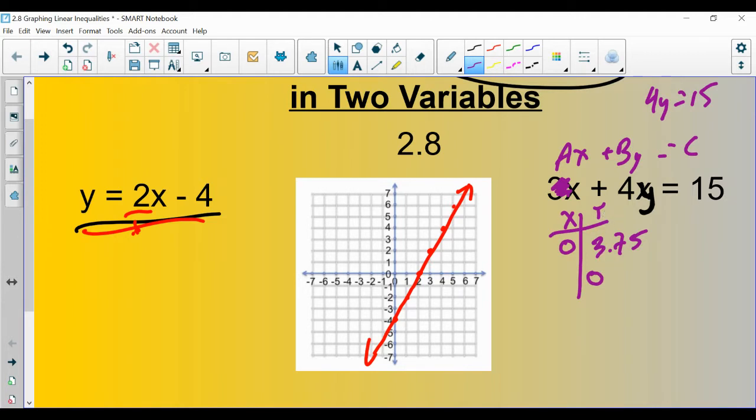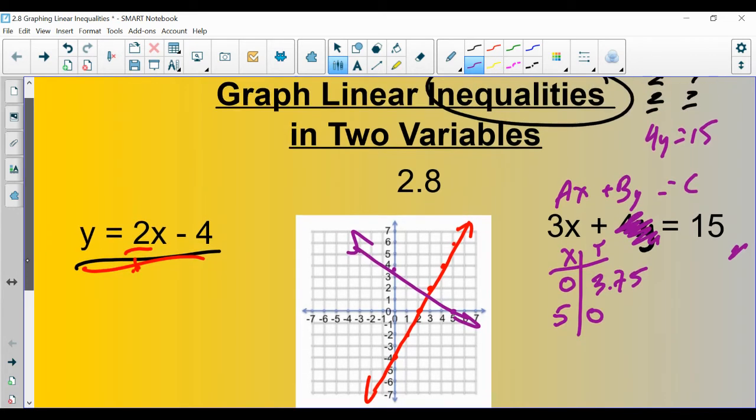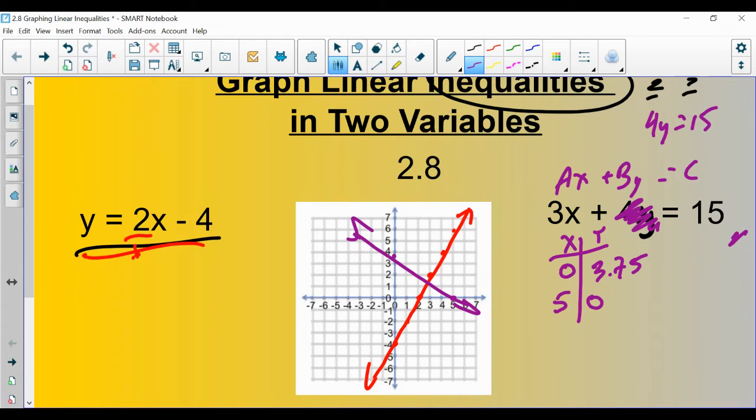Similarly, you're going to plug in 0 for y. And when you plug in 0 for y, this one goes away, and you can figure out what value of x makes it true. That one's a little easier. That one would be 5. So then you would plot these two points. (0, 3.75) is up here, and (5, 0) would be over there, and you would connect them. And that is the graph for 3x plus 4y equals 15. So that was our review.